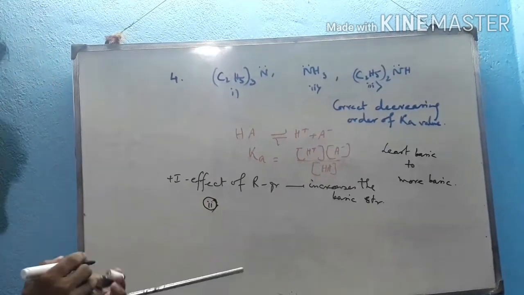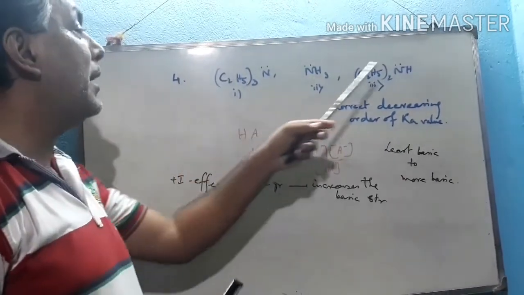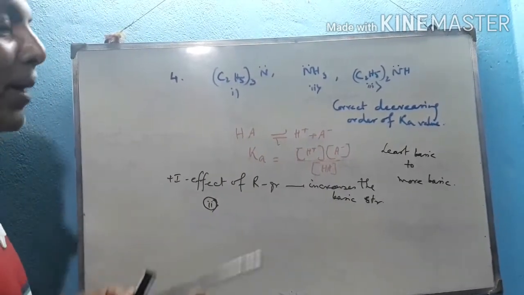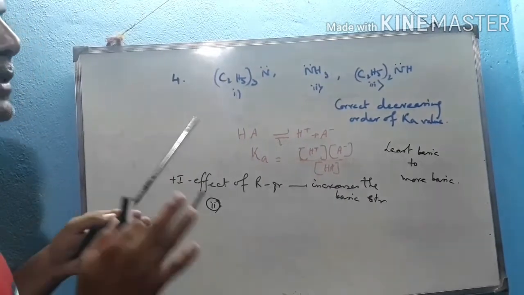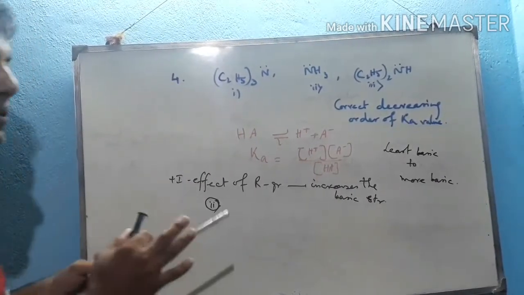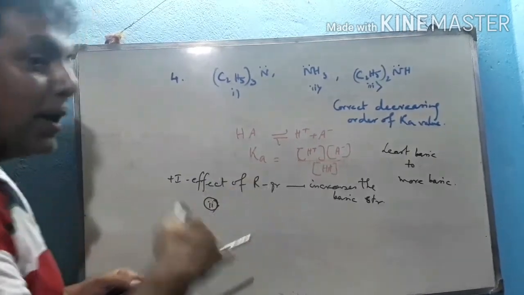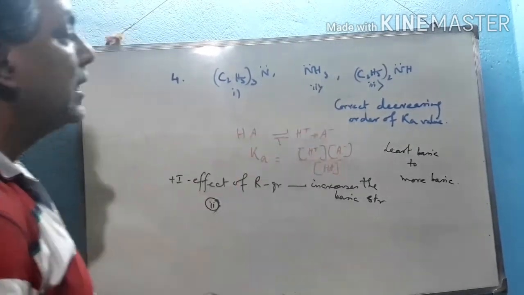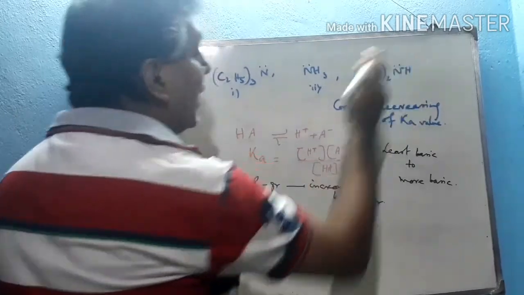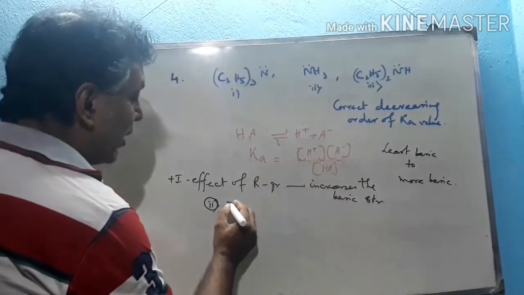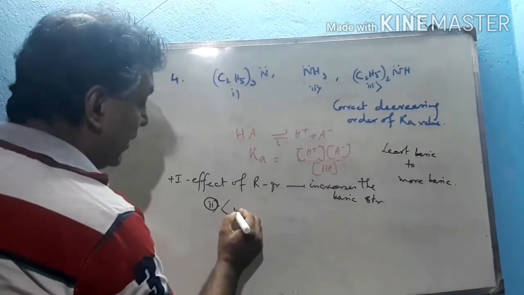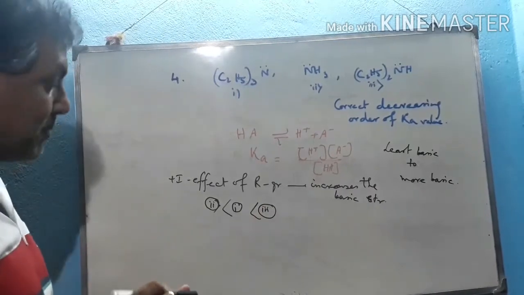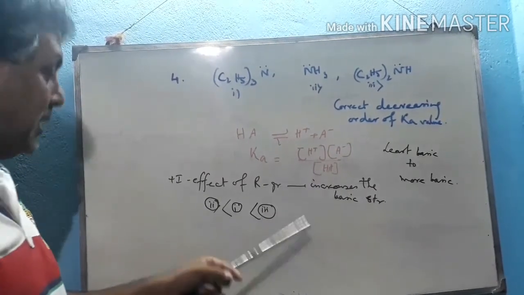Now for the second part, among these two, triethylamine and diethylamine, we know the plus I effect: triethylamine shows maximum plus I effect, but due to the presence of 3 bulky ethyl groups, the lone pair is trapped, and hence the lone pair bonding ability gets dropped. So its Lewis basic property is somewhat less than that of diethylamine. That's why diethylamine is the most basic among these three. So the order is 2 less than 1 less than 3. This is the order of the basic property. Least basic is 2 and the most basic is 3.